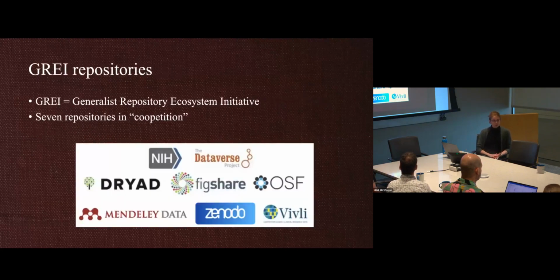reliable. In the United States, when we talk about generalist repositories, we're usually referring to the GREI repositories. This is an NIH initiative that's funding these 7 repositories, and they have what they call a co-opetition model. So in exchange for getting this government money, they kind of agree to work together and decide collectively what features they're going to offer and what things they're going to require. So if it feels like these companies are all really similar and like they have a little bit of a monopoly on the market, that's sort of by design, for better or for worse.